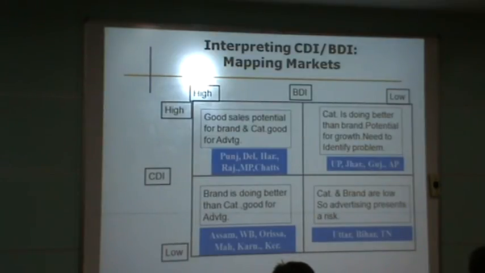For example, UP or Bihar and TN. Category and brand are so low that whatever amount of advertising money you are spending is not actually returning in sales. So it will be like a total waste. In that case, you probably allot a lesser amount of money.